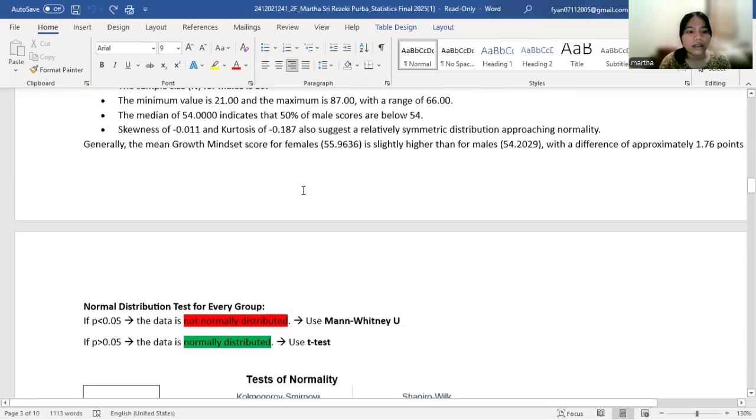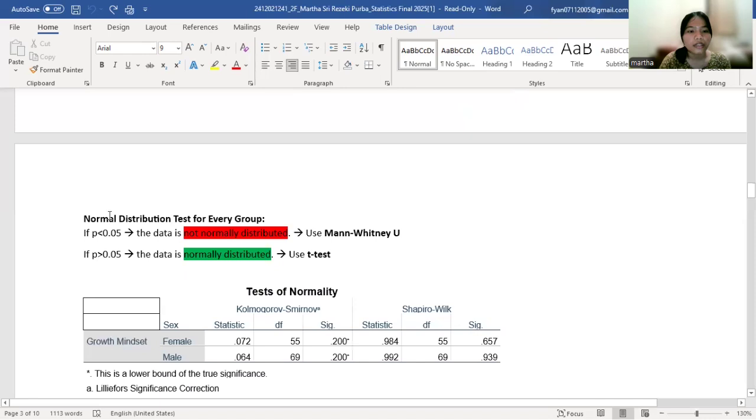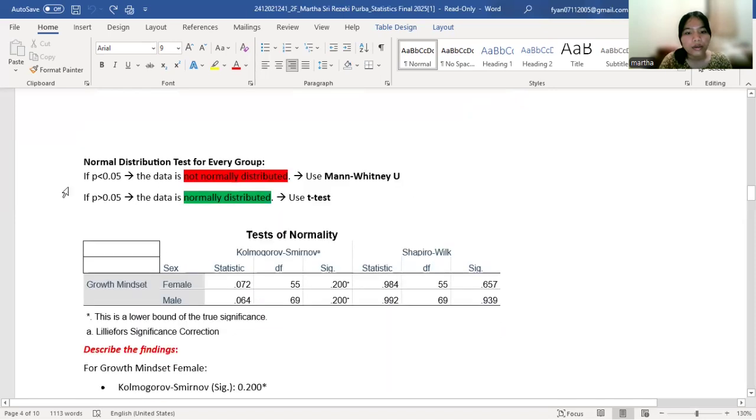Okay, the next step is we need to check the normal distribution test for every group. We can see from here, if the p-value is below 0.05, the data is not normally distributed, so we use Mann-Whitney U. And if the p-value is above 0.05, the data is normally distributed, so we can use the t-test.